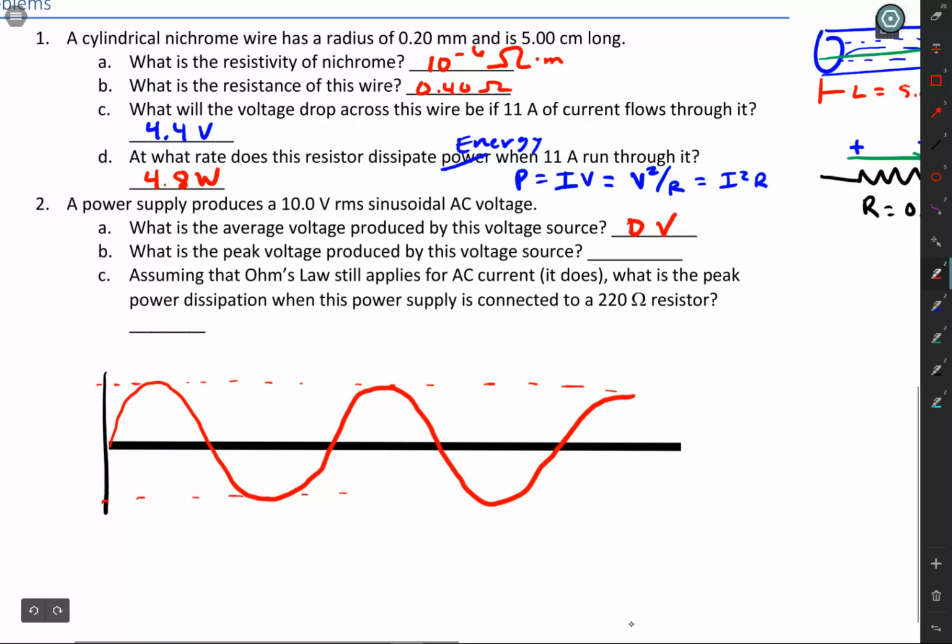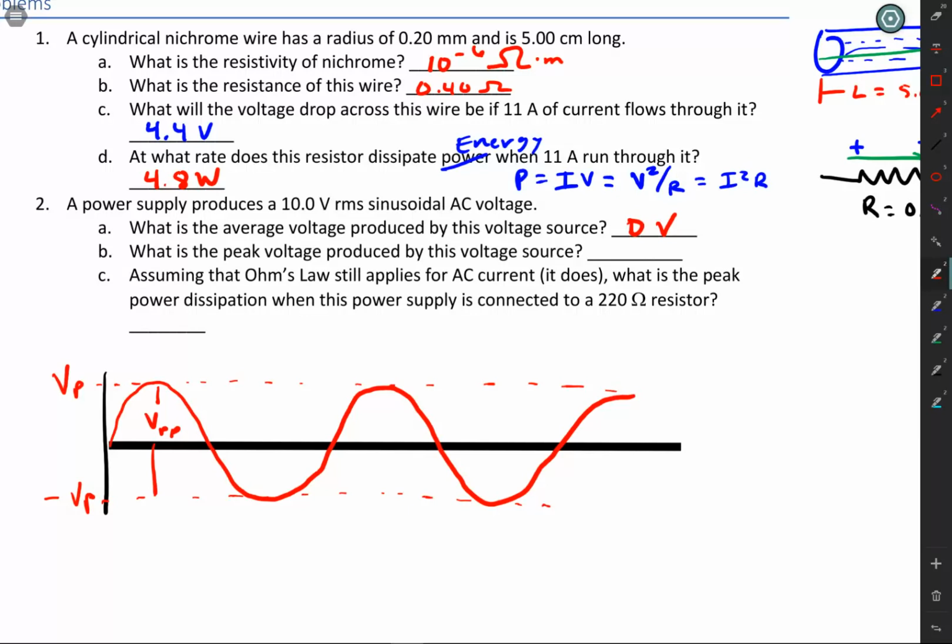By the way, this is V peak and this is minus V peak. And the difference between the two is called V peak to peak. And as I went through in class, the derivation for a sinusoidal voltage is not that hard. In fact, we can do it without calculus.